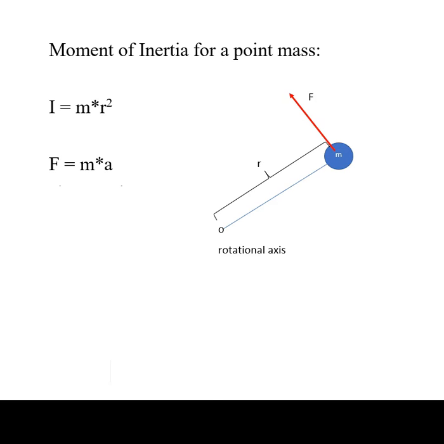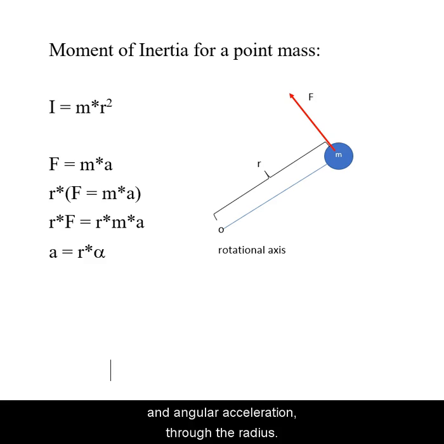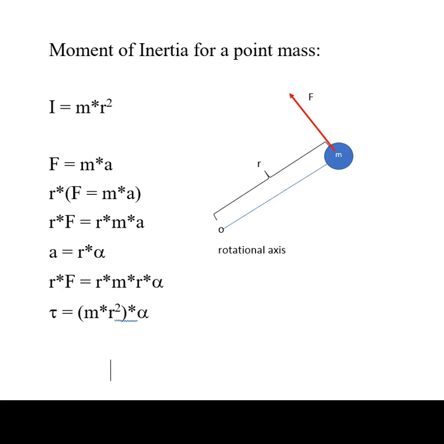To derive this, first take Newton's second law. Then multiply it by the radius. Insert the relationship between tangential and angular acceleration through the radius. Recognize that radius times force is the torque, and rearrange the equation. The product in the parentheses is the moment of inertia for a point mass.